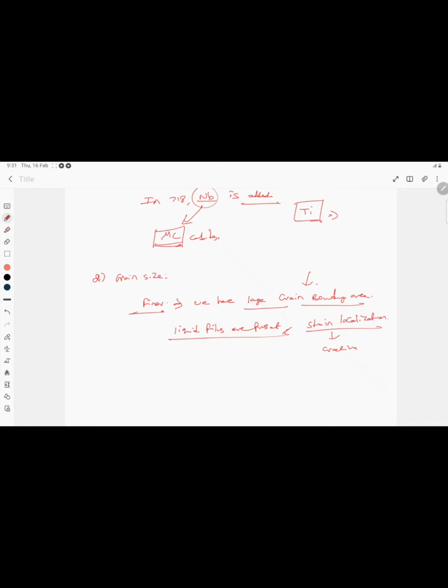Whereas on the other side, if the grain size is high, the grain boundary area decreases. So if the liquid is present along the grain boundaries, it will be more susceptible to cracking, since the strain will be localized, and it will lead to the formation of the crack. Okay, so we have to do welding in such a way that the grain size is finer.